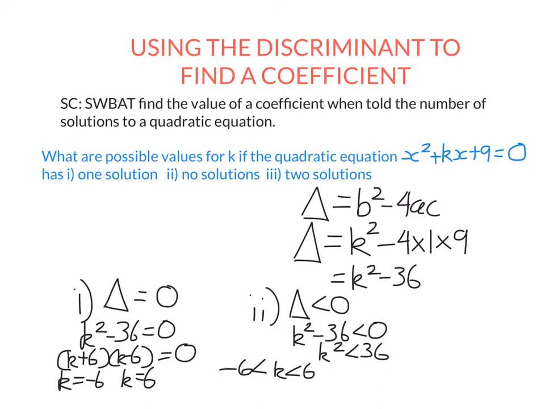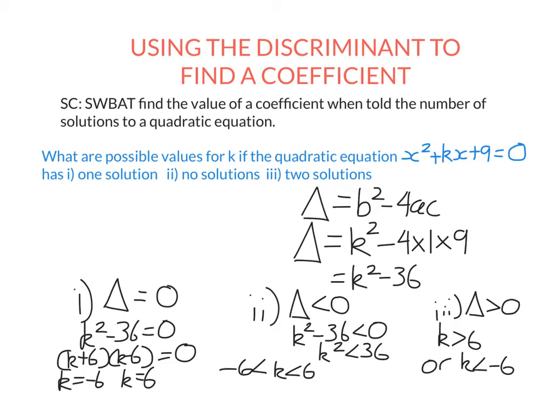If this equation were to have two solutions, that would mean the discriminant's positive. But we've already ruled out cases. If it's between minus 6 and positive 6, then it has no solutions, and if it's equal to 6 or negative 6, it has one solution. So the only thing left is that either k is more than 6 or k is less than negative 6. If either of those is true, this will have two solutions.